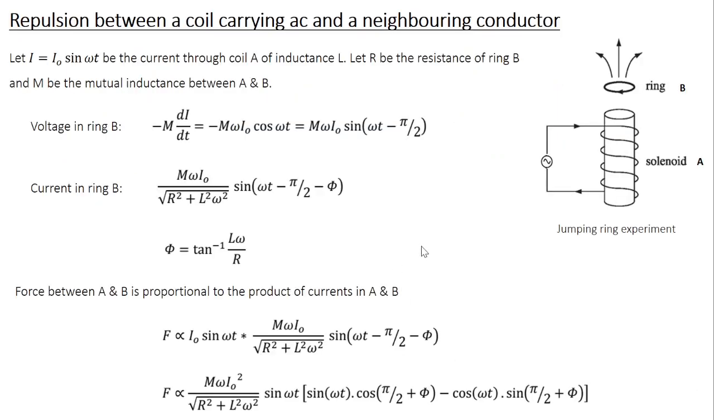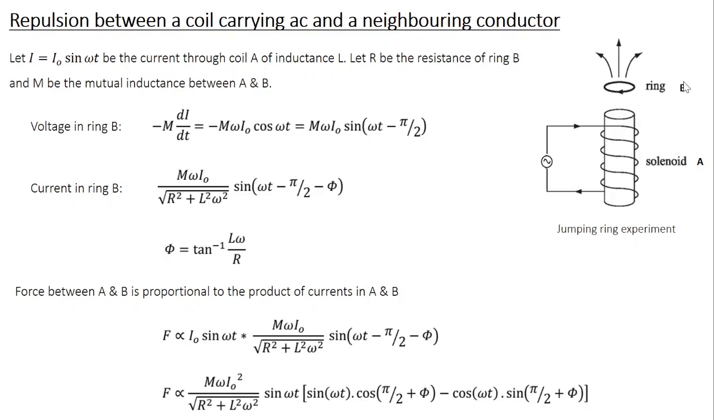Next, let's try to understand the repulsion between a coil carrying AC and a neighboring inductor. So this is nothing but the jumping ring experiment we have learned in the first module of electrodynamics. Hope you remember this experiment. So we have a solenoid, and inside that solenoid there is a conducting core, which is basically used to concentrate the magnetic field of the solenoid. And on top of the solenoid you have a ring placed. So let's call the solenoid A and the ring B.